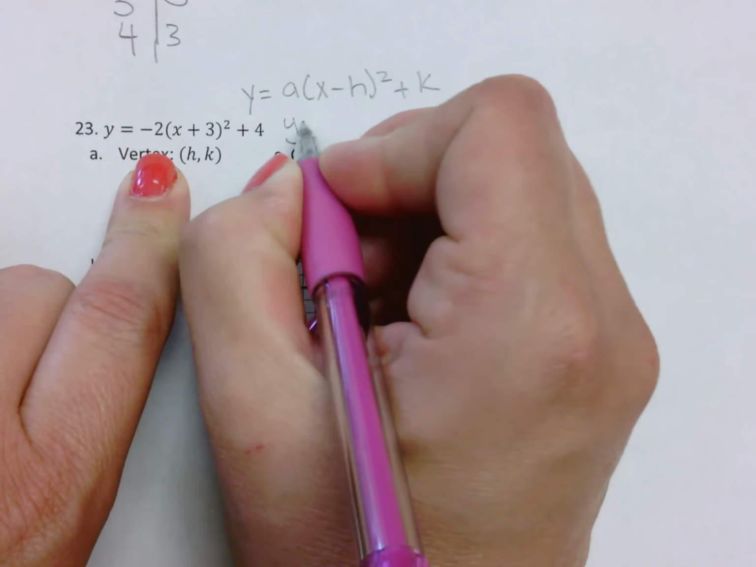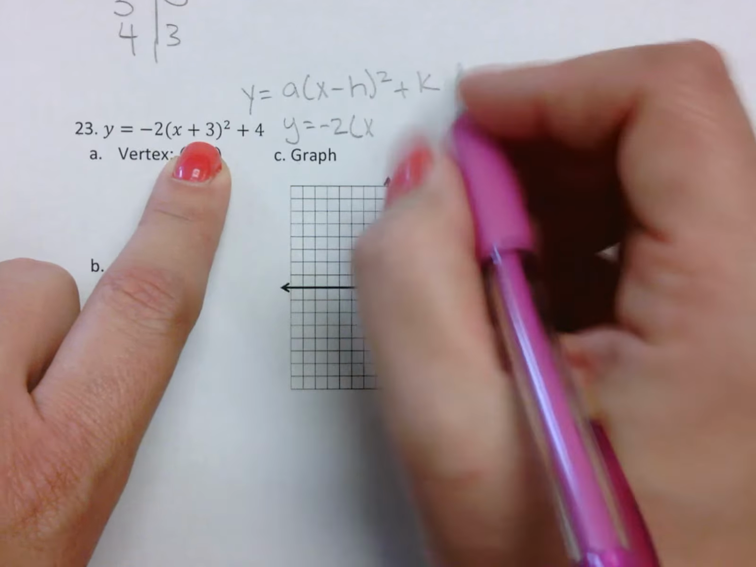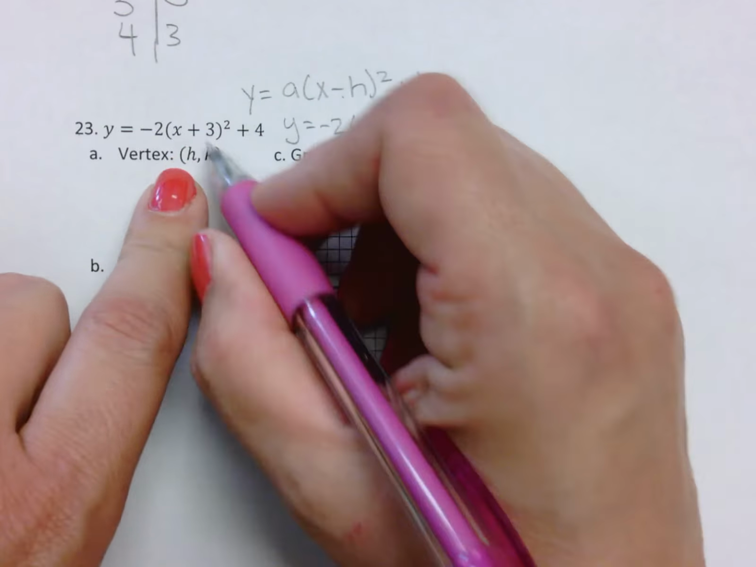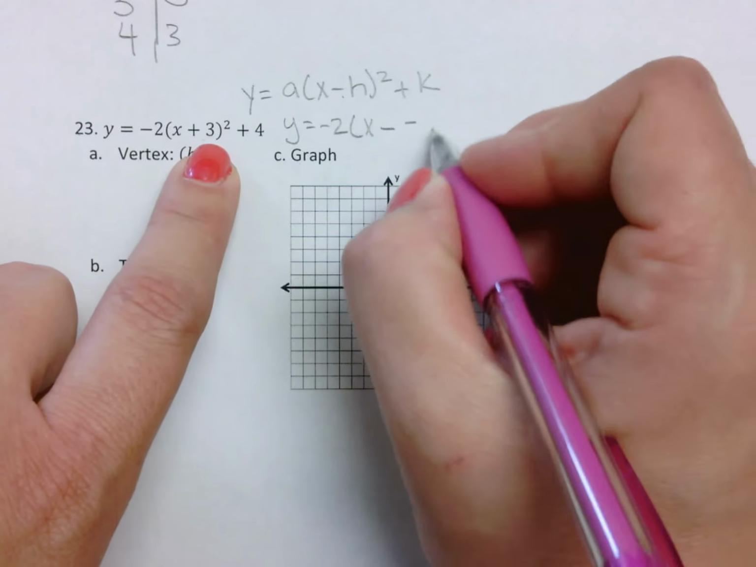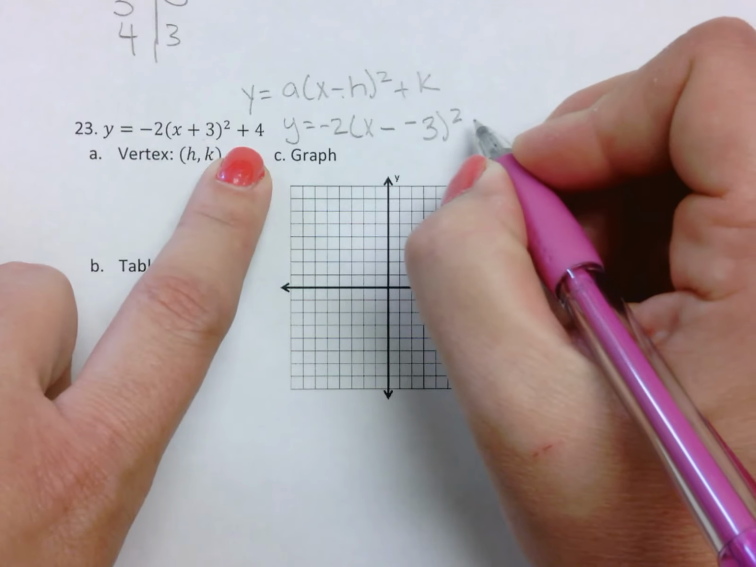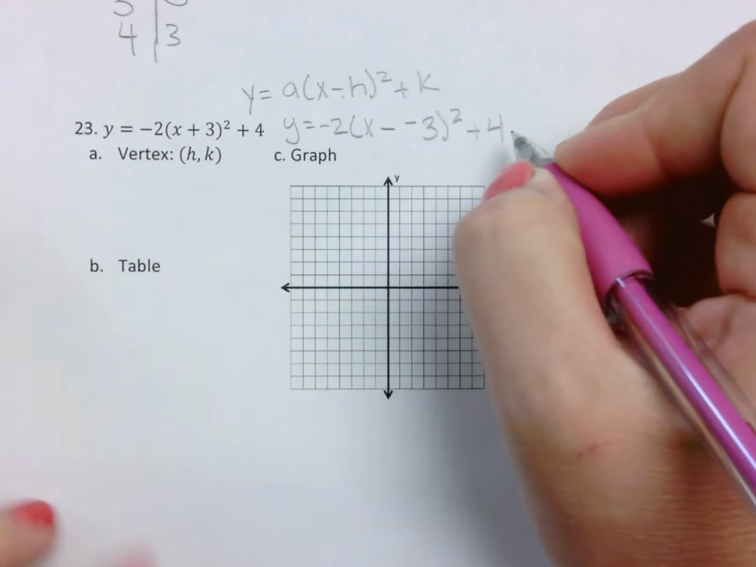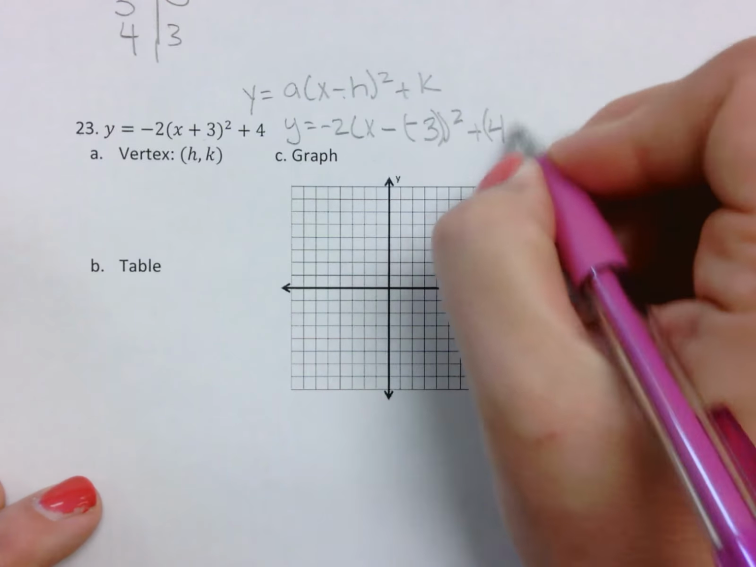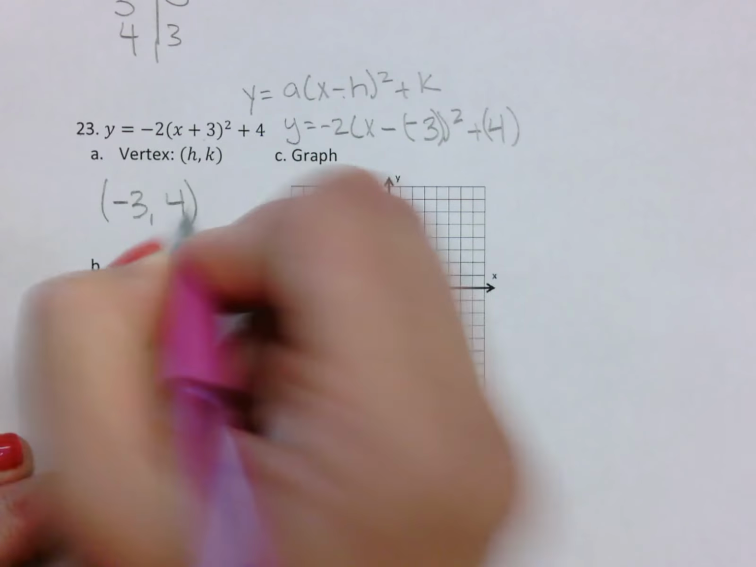So I've got y equals negative 2 times (x plus 3). There's a plus sign, and my original function says it's minus h. Well, if I have a plus sign, that means I can make double negatives: x minus a negative 3, squared, and a positive 4. It's supposed to say positive 4, so that gets to stay the same. So then I can identify my h is negative 3, my k is positive 4, so my vertex is negative 3, positive 4.